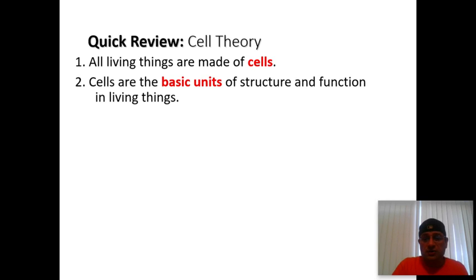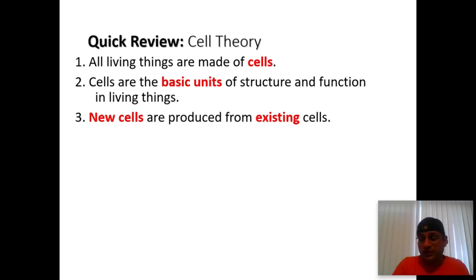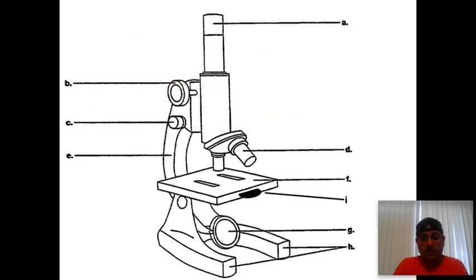Number 2, cells are the basic unit of structure and function in all living things. So we learned about that from the very get-go of the school year. It has to have a cell to be considered living. If you get more, it's still living. New cells are produced from existing cells. So to get the chicken, you need to have a chicken first, okay? You cannot start anything without having a cell to start off with.